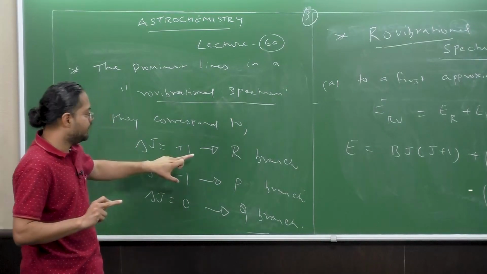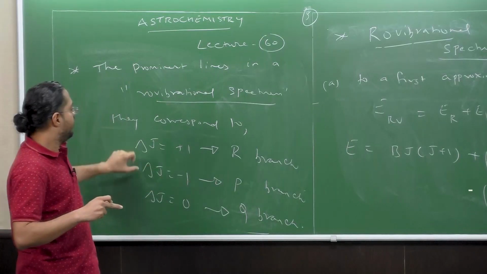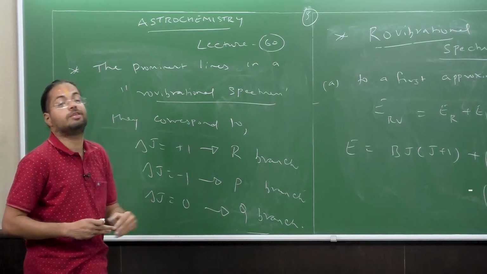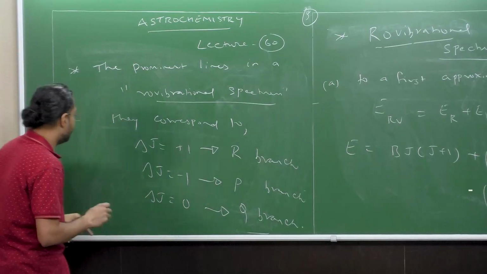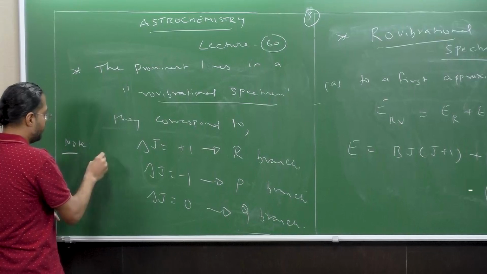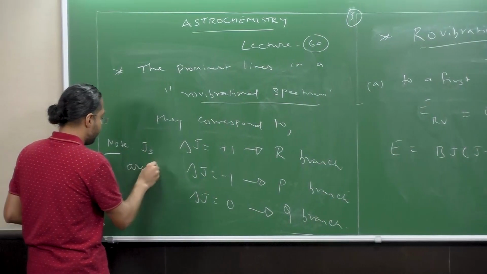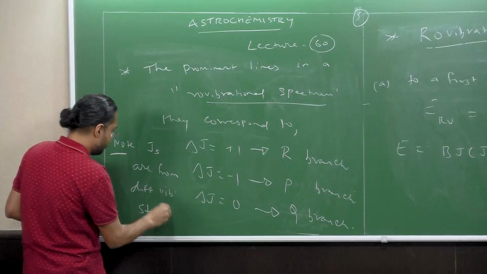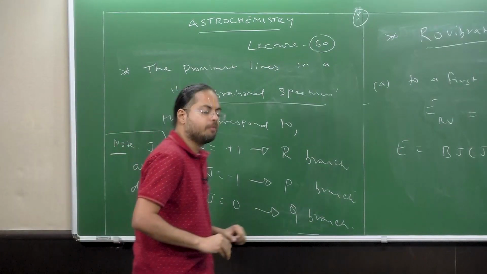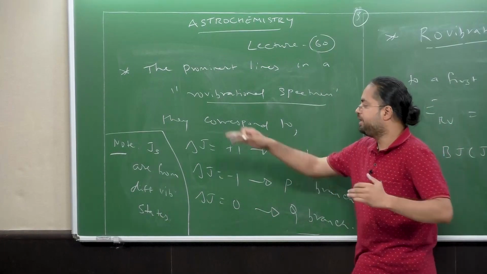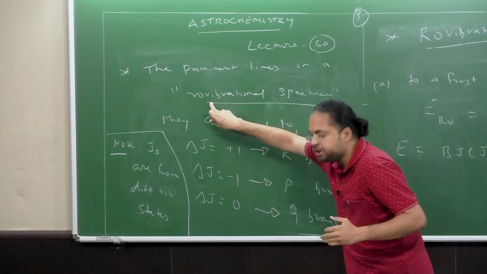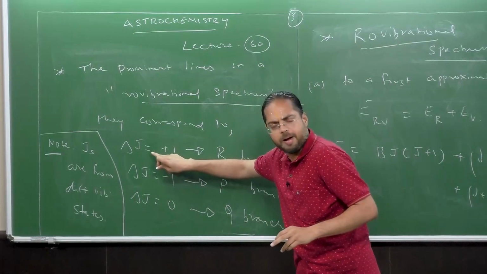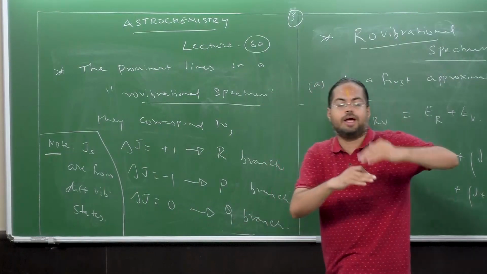When we were discussing the purely rotational spectrum, the key point to note is that when I say delta J, both the final J and the initial J corresponded to the same vibrational state. But here, note that the J's are from different vibrational states. This is the only difference between the different J's when we speak of a vibrational spectrum, which is also rotationally resolved, versus the purely rotational spectrum, wherein we were only considering delta J within any given vibrational state.